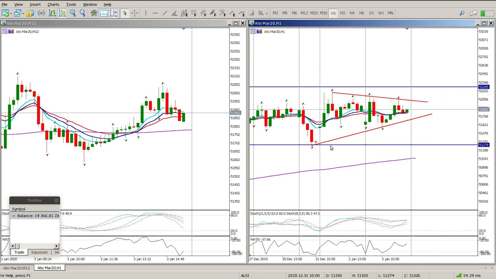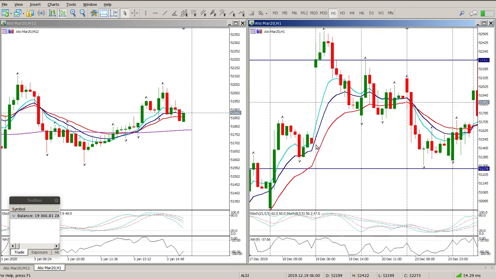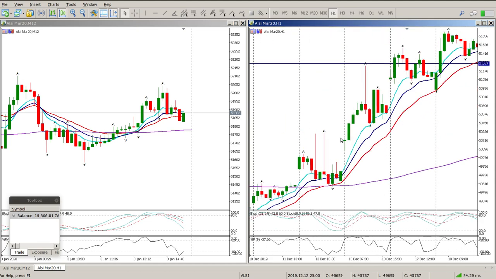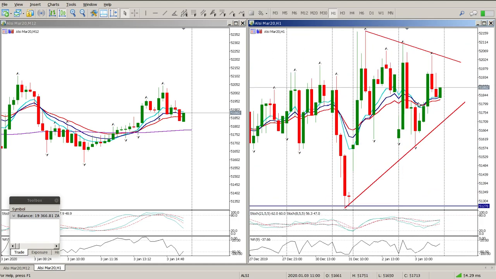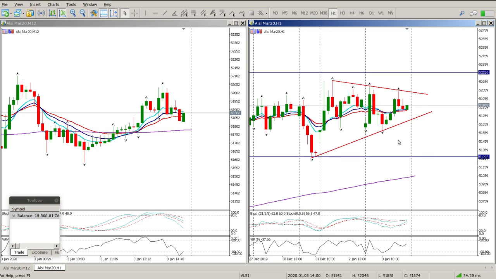You could have a gap down and then a bounce off 51,278 where the gap closes here, which is bottom of range as far as I'm concerned. So that's kind of what I'm expecting. I'm expecting a gap down, some structure to be formed, and then a run back to the upside.